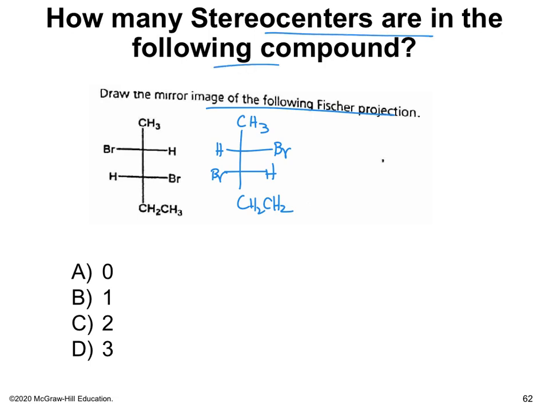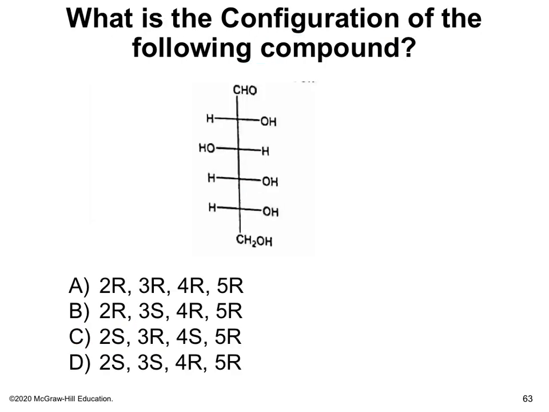How many stereocenters are in the following compound? This is a stereocenter and that's a stereocenter. So you can quickly see that there's 2. Okay, what is the configuration of the following compound? So this CHO is an aldehyde, by the way, and you use your highest oxidized state of carbon at the top, and this is a CH2OH at the bottom. So this has how many stereocenters? 1, 2, 3, 4. So you can see there's 4 of those.